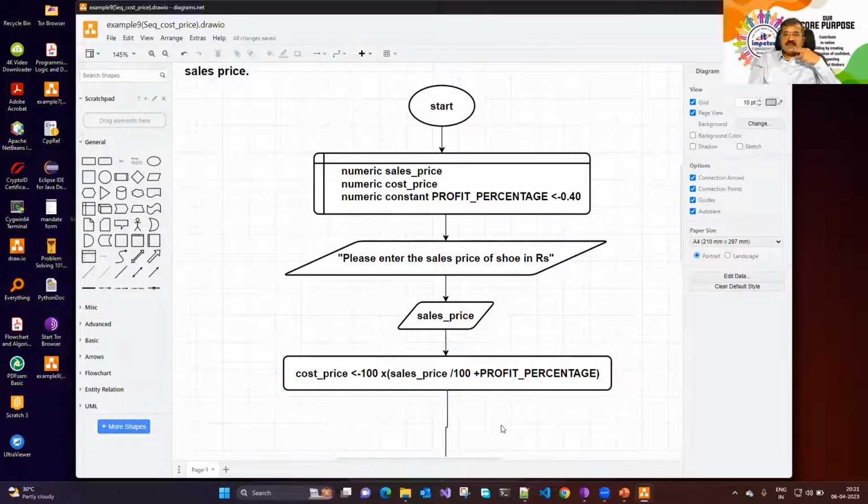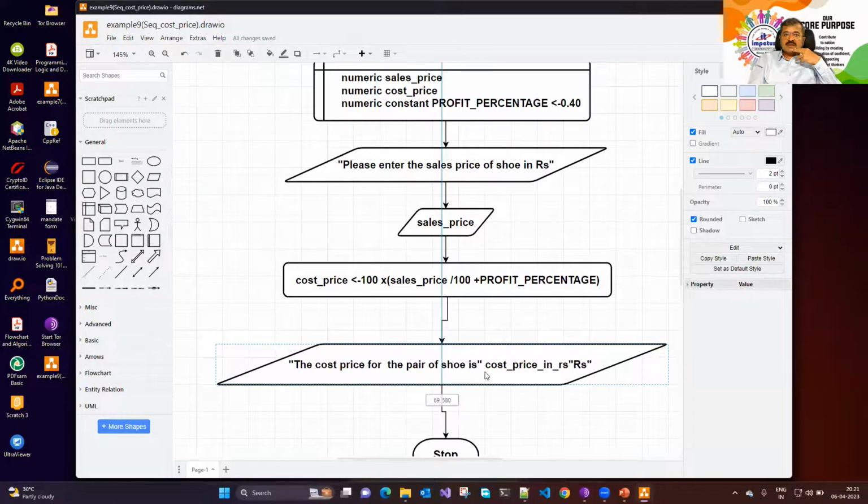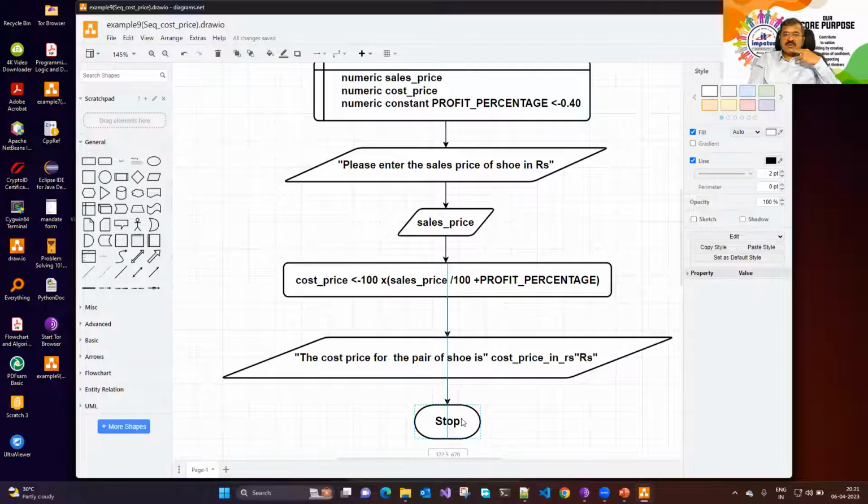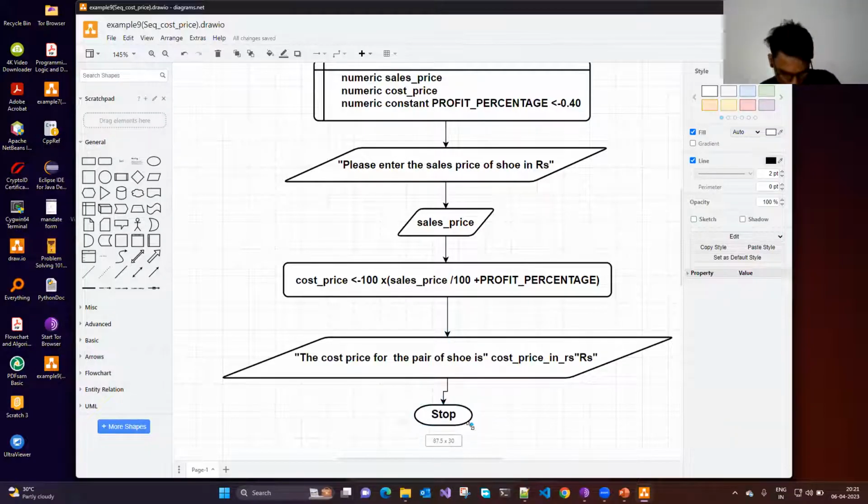क्या करना चाहते थे आप यहाँ? Rahul, explain the logic. What are you trying to do? Sir, I want that cost price is equal to 100 multiplied by sales price divided by 100 plus profit percentage.